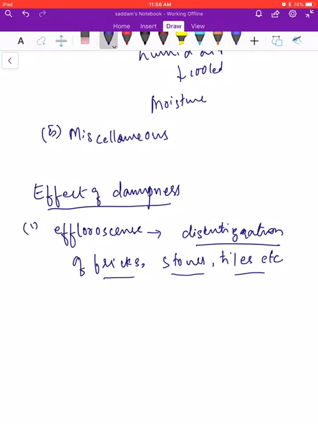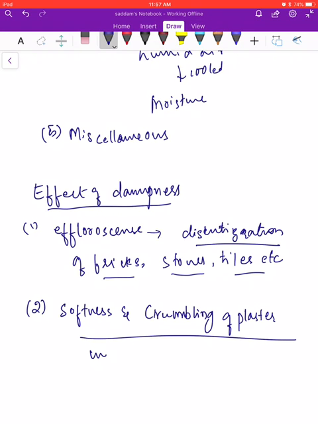So now second effect of your dampness, softness and crumbling of plaster is observed. Softness and crumbling of plaster is observed. So by softness and crumbling, the unsightly patches are formed on the wall.